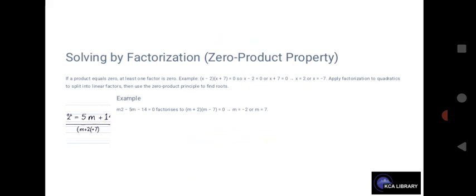Now x will be equal to 2 because the minus 2 will move to the other side and the sign will change to positive. In other words, when you add 2 to both sides, x becomes 2. While in x plus 7 equals 0, when you subtract 7 from both sides, x becomes minus 7.